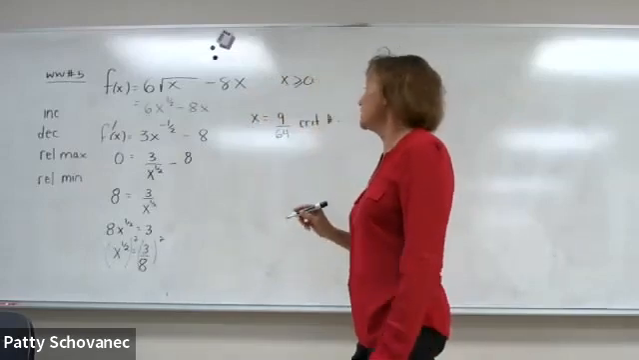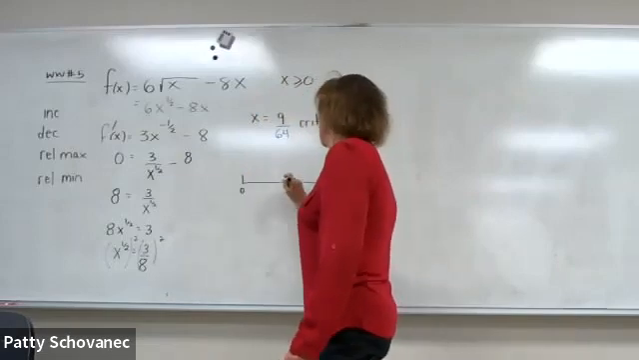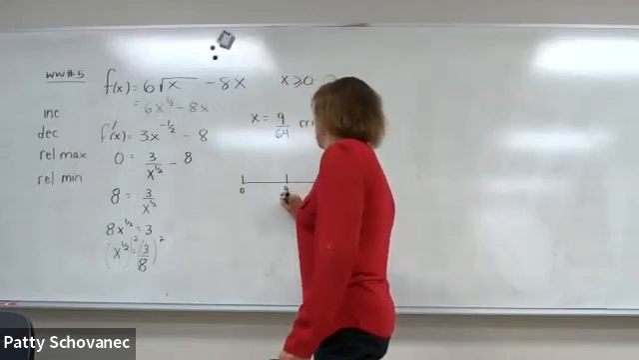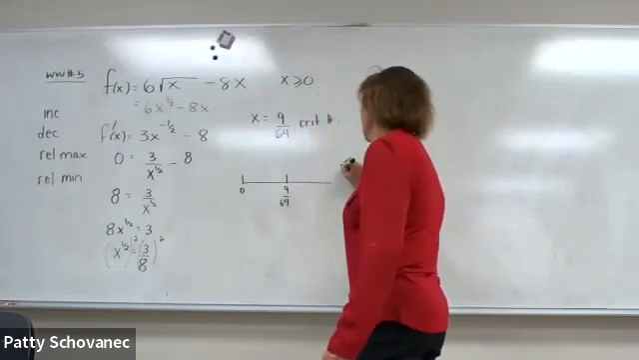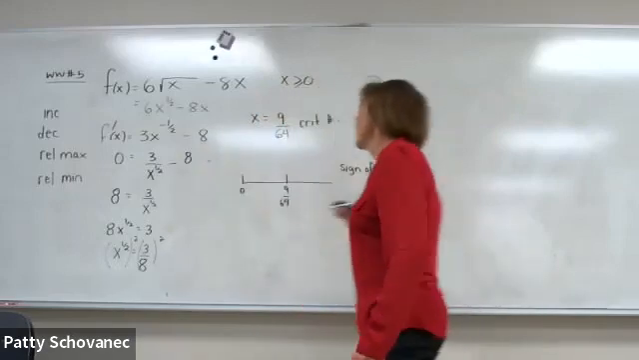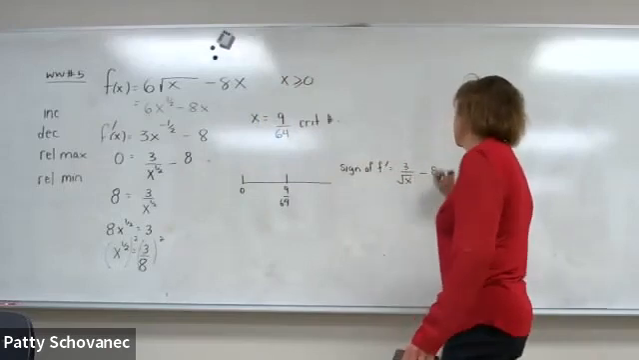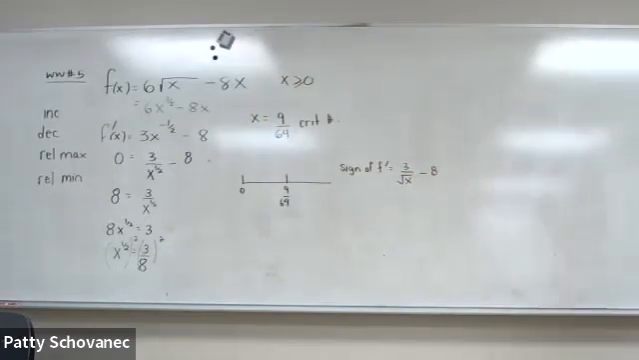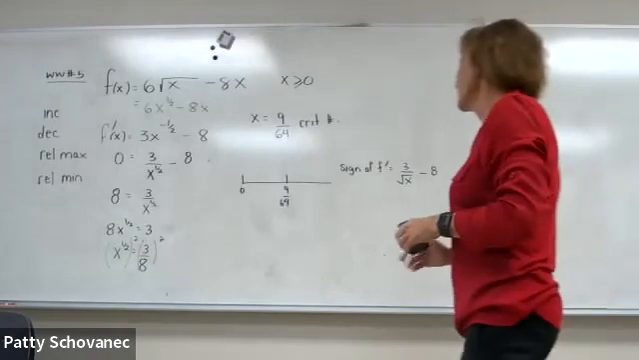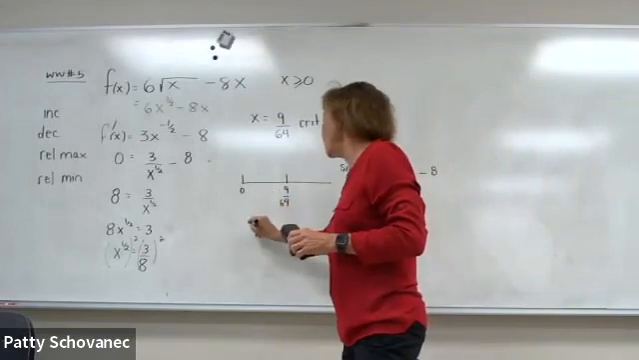Now to get the intervals in which it's increasing and decreasing, we break up the number line, remind ourselves that we're starting at 0. And then 9/64, and we want the sign of f prime. So I'm going to write it from here. That's 3 over the square root of x minus 8. So let's find something kind of easy. 9/64 is pretty small, so let me test 1/64.